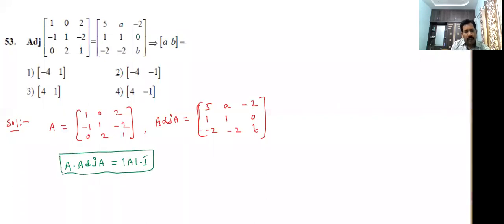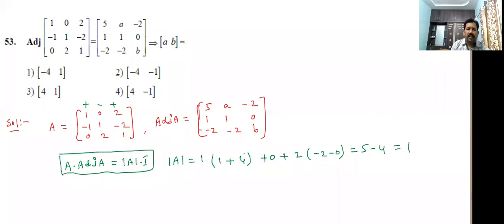First we need to find the det A value. Det A, how much? Use the signs plus, minus, plus. Plus 1, AD minus BC: 2 2s are 4, 2 2s are 4. Here we get plus, and this is completely 0, no need to write. Next, the second: 2 into minus 2 minus 0. Overall, 5 minus 4 is equal to 1. The det A value we got is 1.